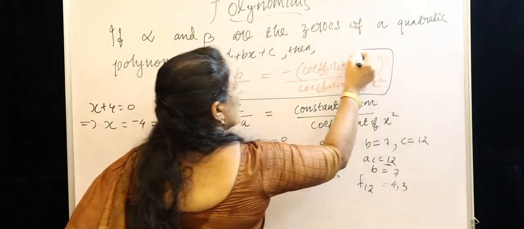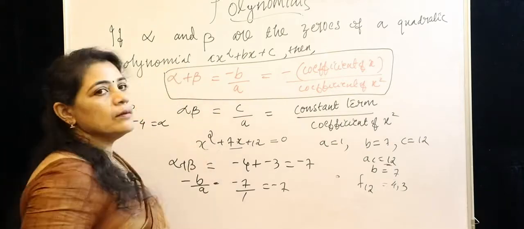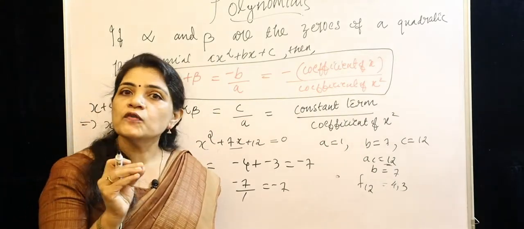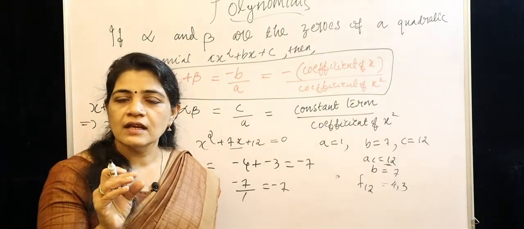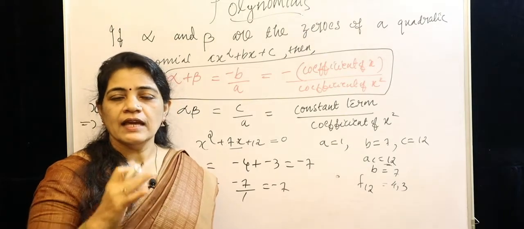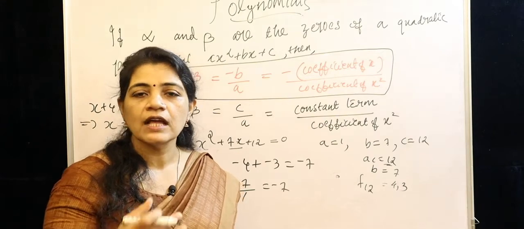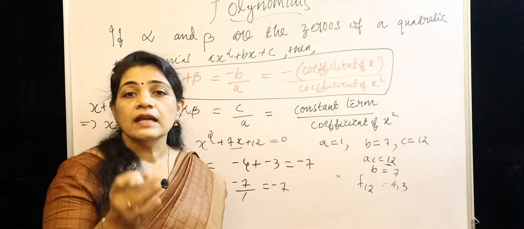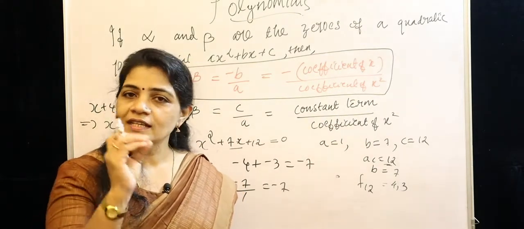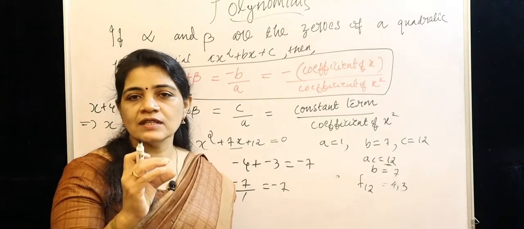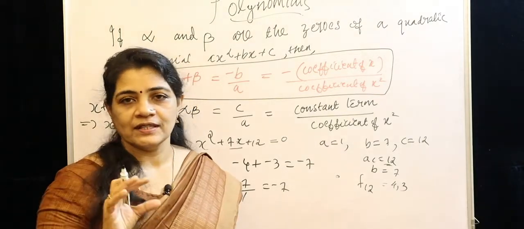If we have a quadratic polynomial, the sum of the zeros is always equal to minus b by a. In the LHS we have written it in terms of the sum of the zeros, and in the RHS we have written it in terms of the coefficients. So this is the relationship between the sum of the zeros and the coefficients.